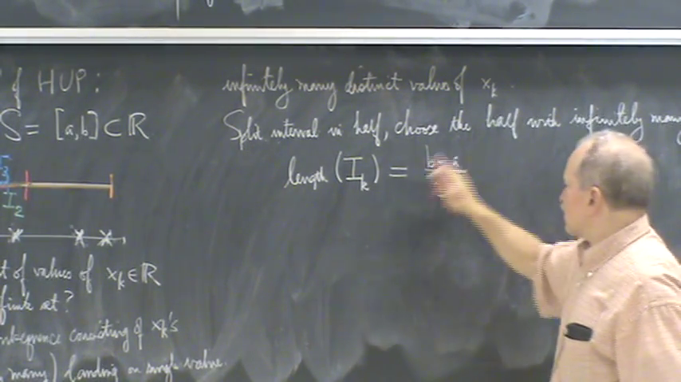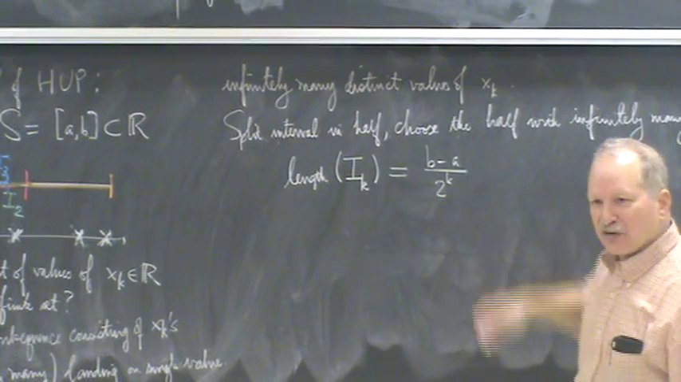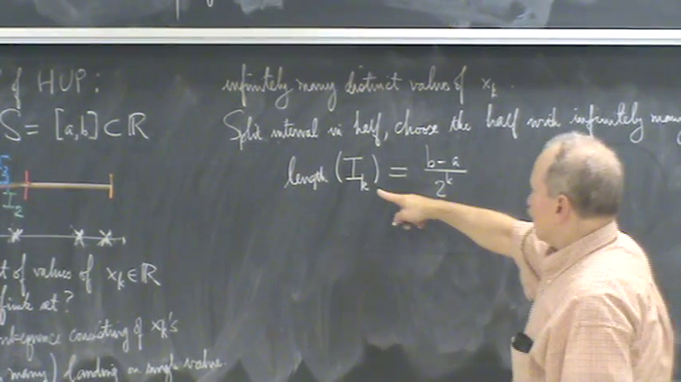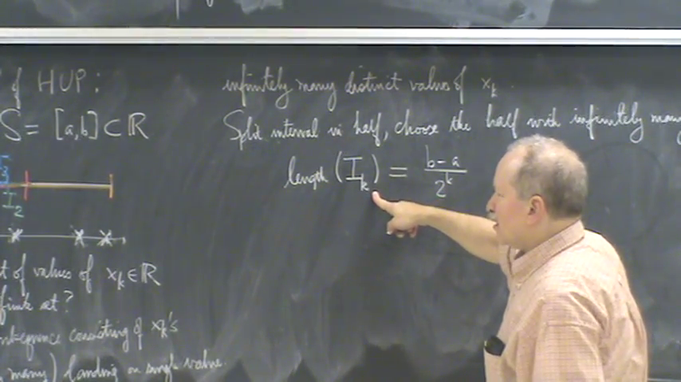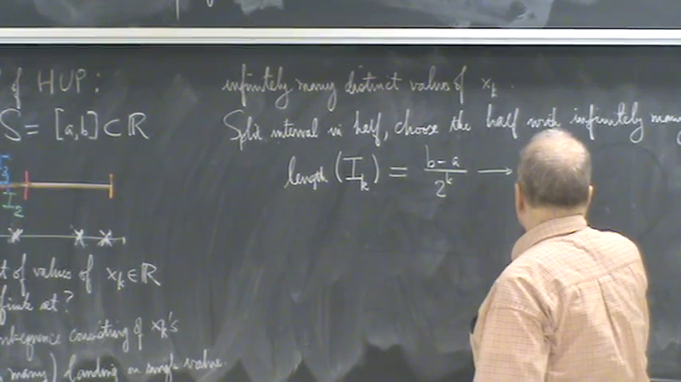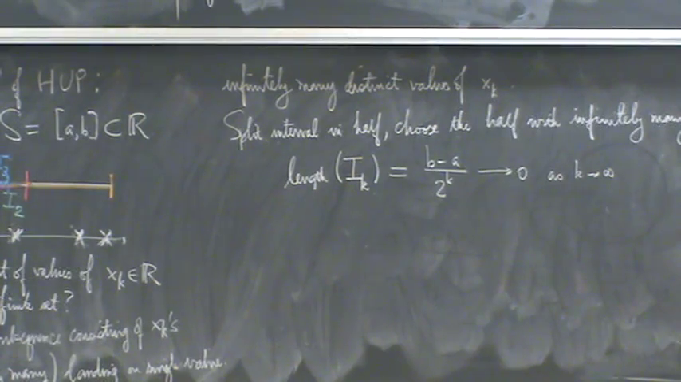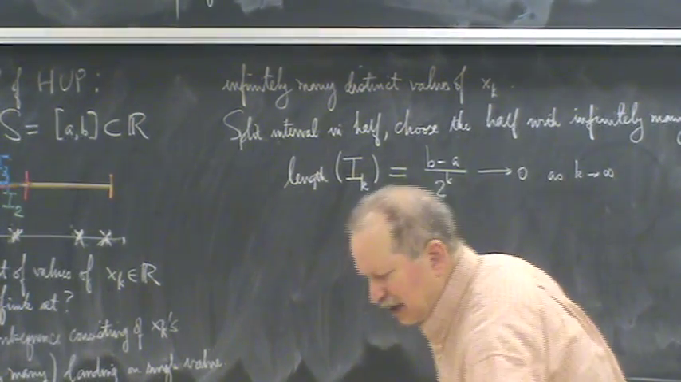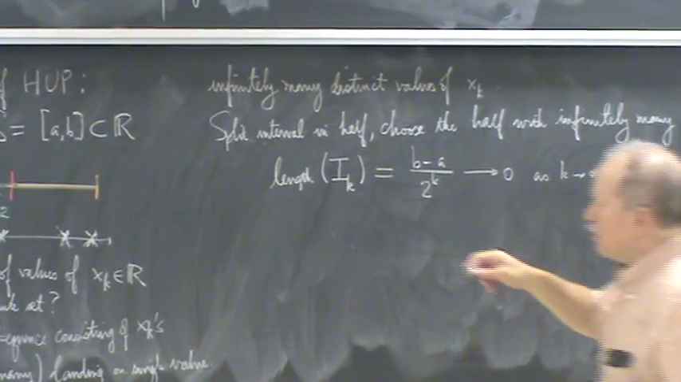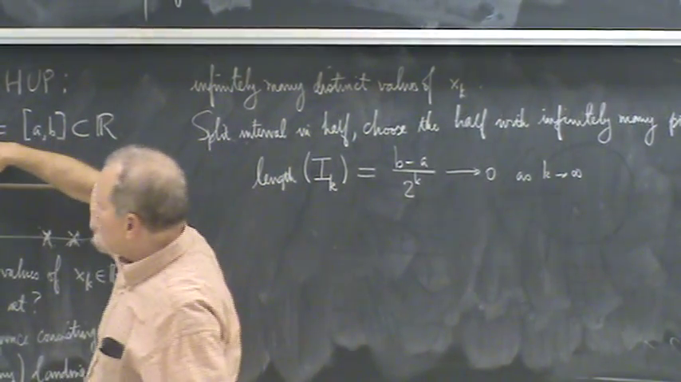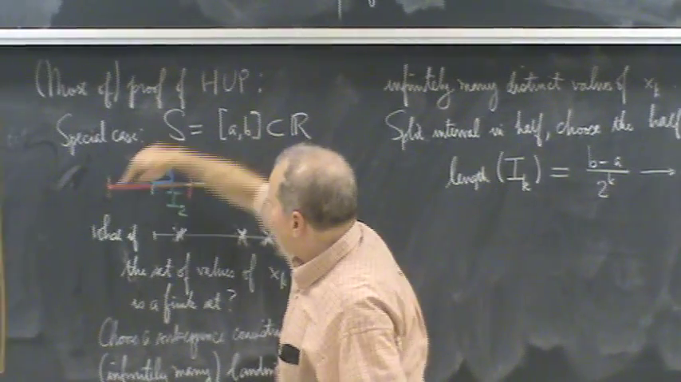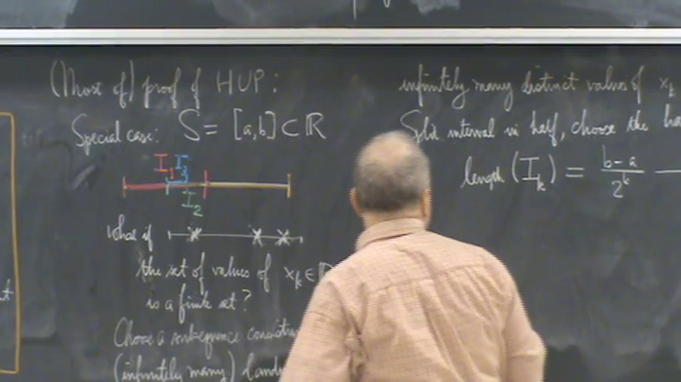I divide it the first time, it's half. Each time I divide, it's another half. And what do you notice about these lengths? Well, you notice that these numbers are going to 0. So these intervals, as I keep chopping, must be converging on some point in the original interval.